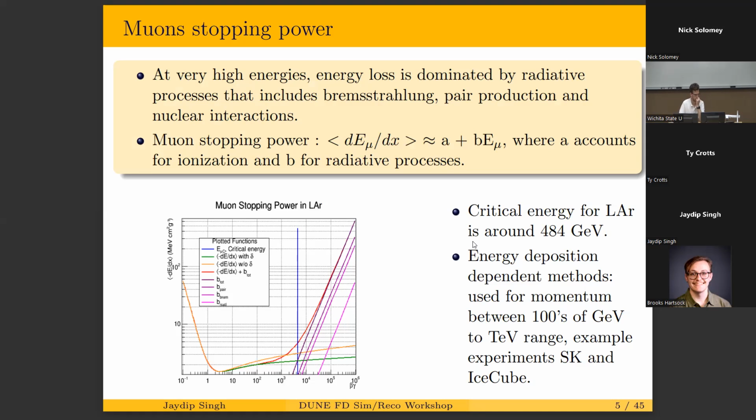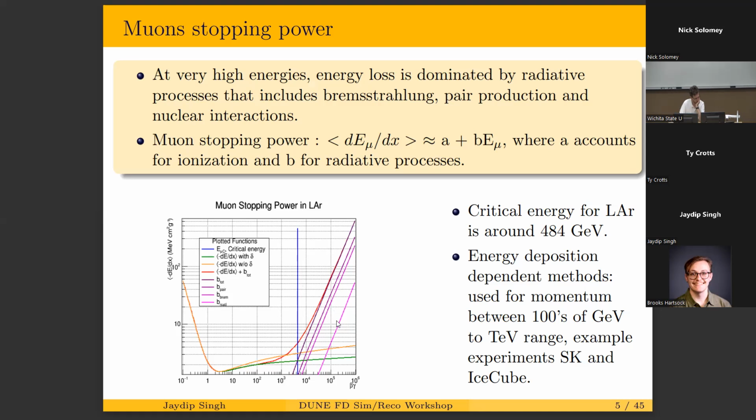So basically, one can write the stopping power as a linear combination of ionization as well as the radiative processes. For very high energies, the dominating process is the radiative one, and the radiative processes include bremsstrahlung, pair production and nuclear interactions. One can see here this blue vertical line. This is the critical energy for liquid argon, and it is around 484 GeV. Above this, the leading processes are pair production, bremsstrahlung and nuclear interactions.